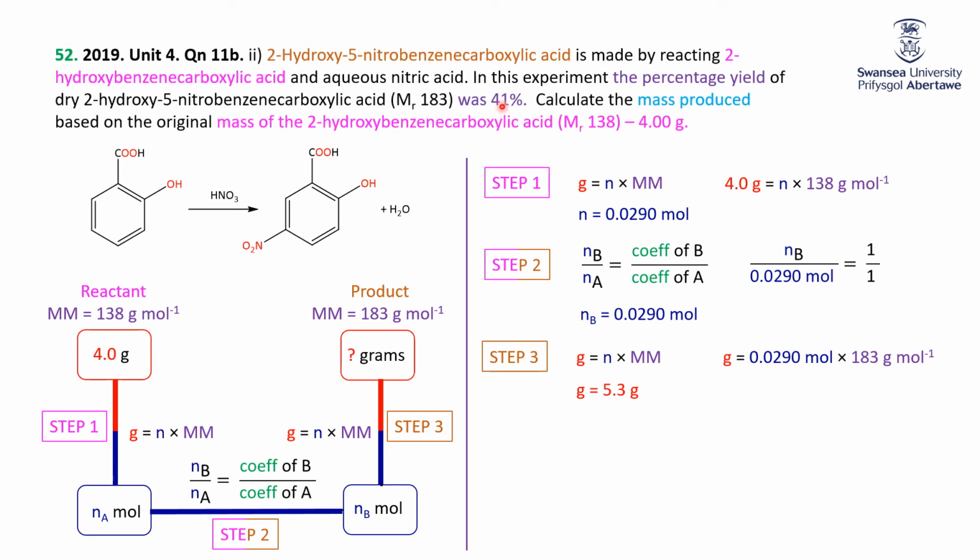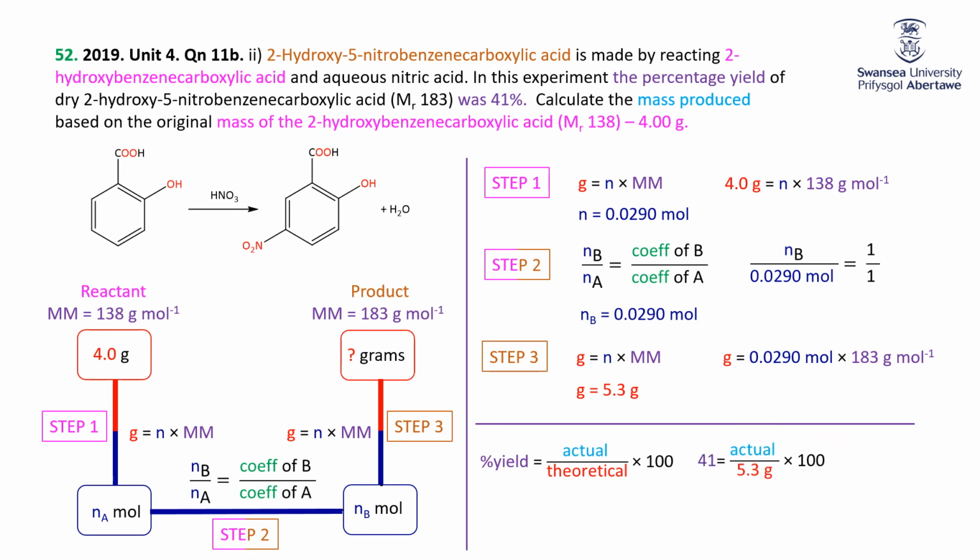We had a 41% yield, which will help us to determine the actual yield. So the usual percent yield, actual over theoretical: the percent yield was 41, the theoretical yield 5.3 grams. Munch all that up, and the actual yield is 2.17 grams.